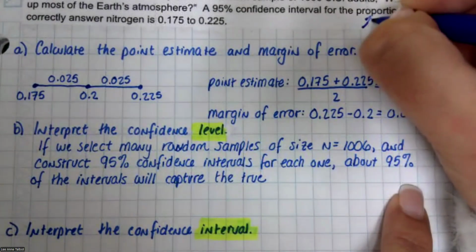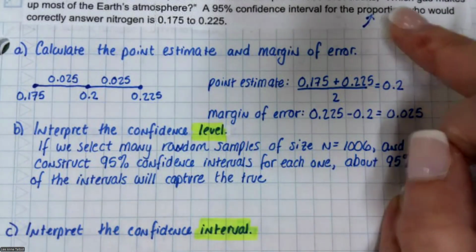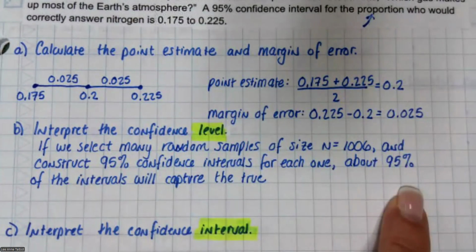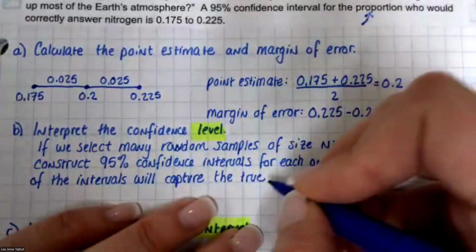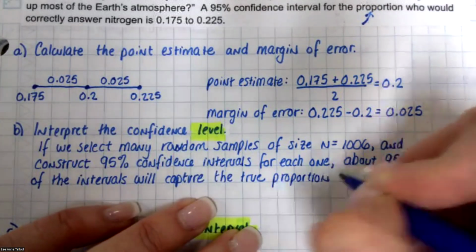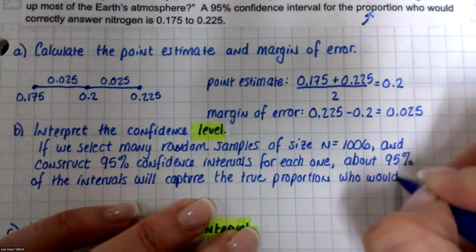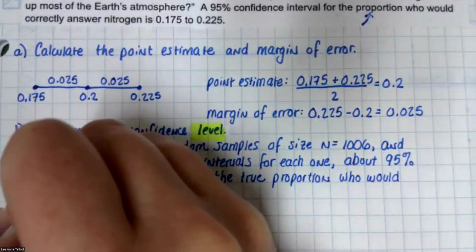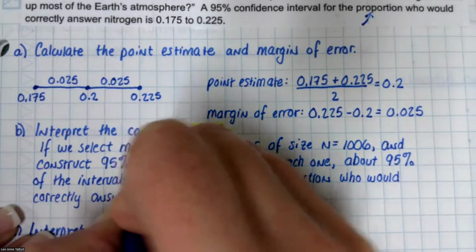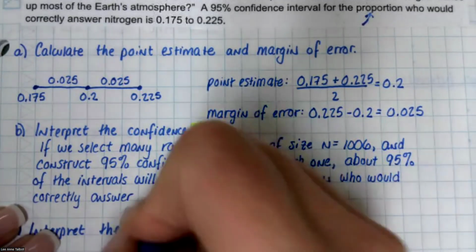The parameter in this case is the true proportion. So what you're going to do is find the word proportion in the problem and then copy off of the problem for the context. So the true proportion who would correctly answer. Is nitrogen lowercase? Okay.